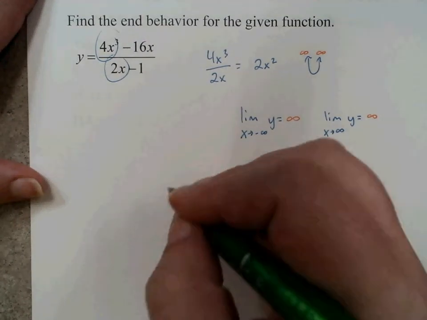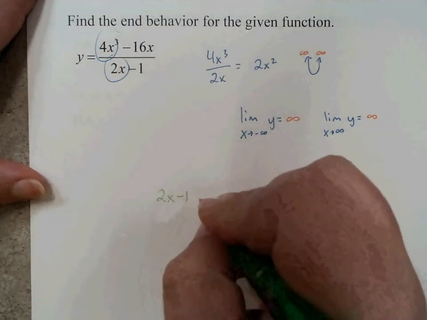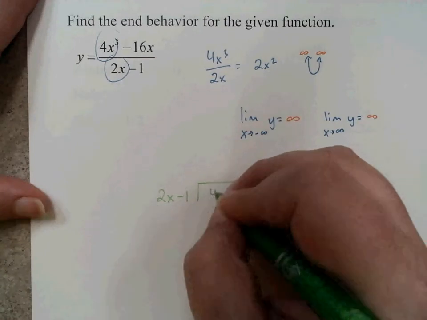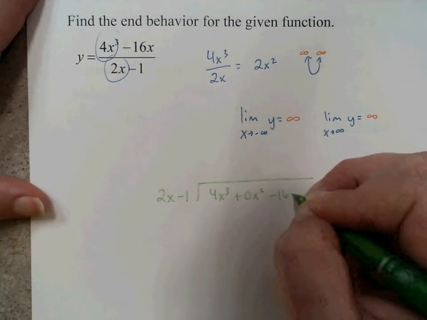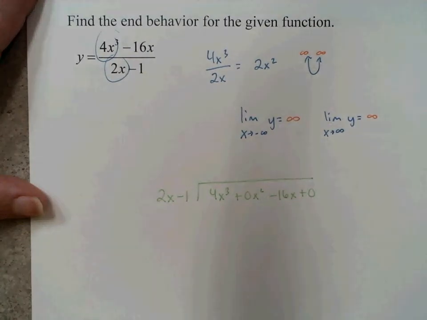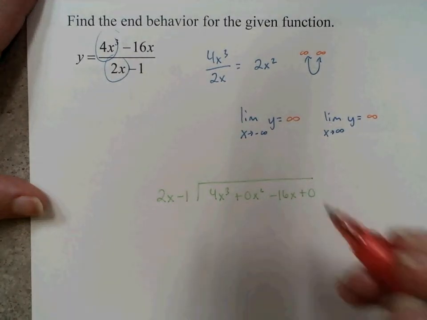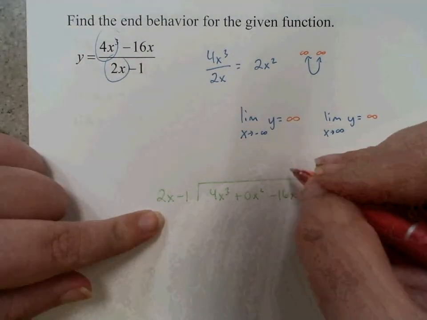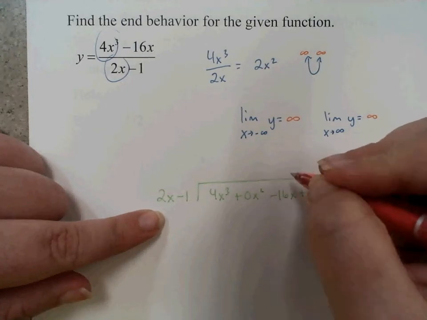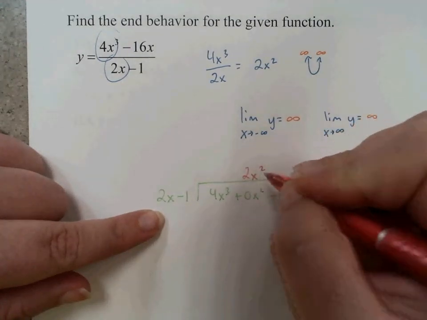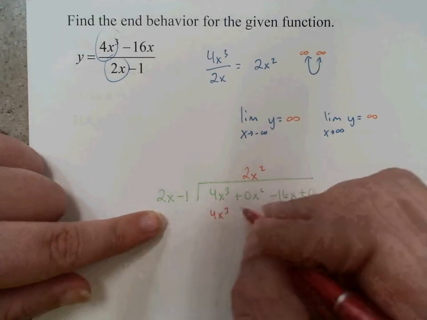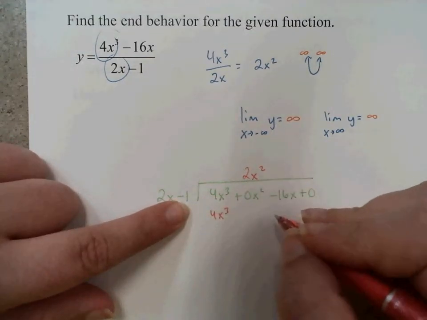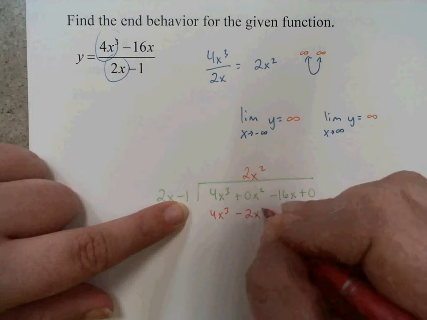Now if I wanted the actual end behavior model, I would have to, like I said, do the long division. So that would be 4x cubed plus 0x squared minus 16x plus 0. I'm just going to see what it would look like. So 2x squared times 2x is 4x cubed. And then that is minus 2x squared.